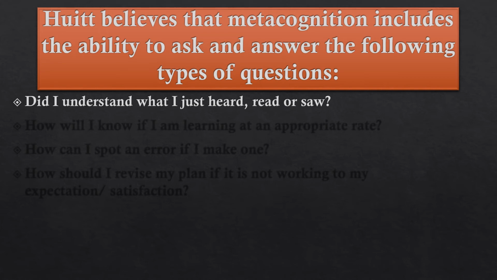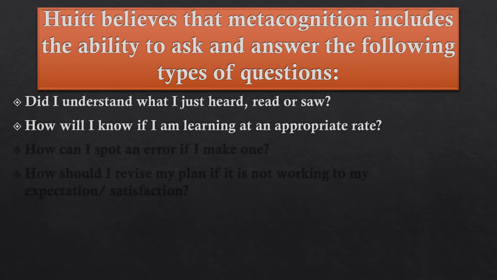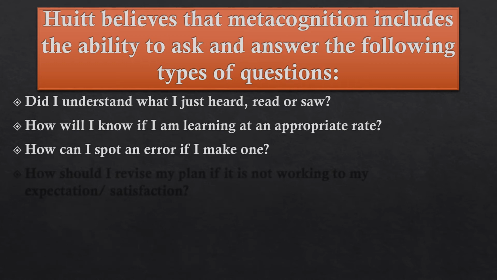How will I know if I am learning at an appropriate rate? Am I keeping pace? Is my pace just right? Am I not too slow? Or am I not too fast in learning? If you're thinking that way, then you're making use of metacognition. Another, how can I spot an error if I make one? If I made a mistake, how will I know? If you're asking that yourself, then you're making use of metacognition.